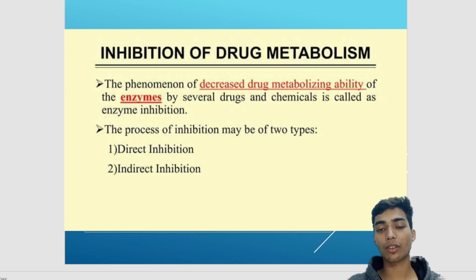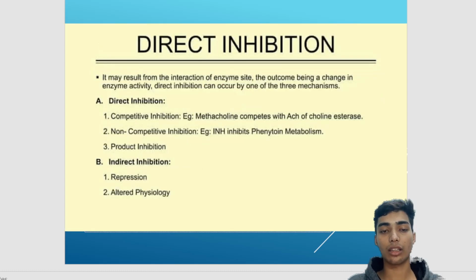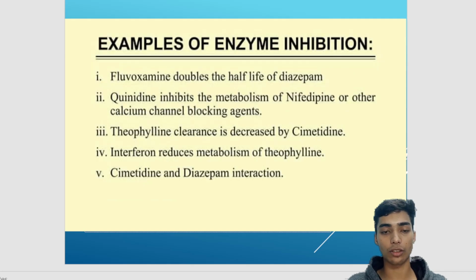Inhibition of drug metabolism is of two types: direct inhibition and indirect inhibition. In direct inhibition, we have competitive inhibition, non-competitive inhibition, and product inhibition. In indirect inhibition, we have repression and altered physiology. Examples of enzyme inhibition are given below.